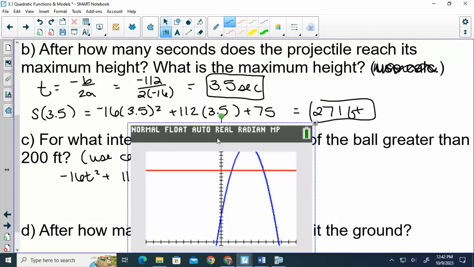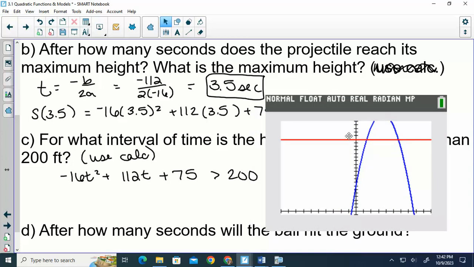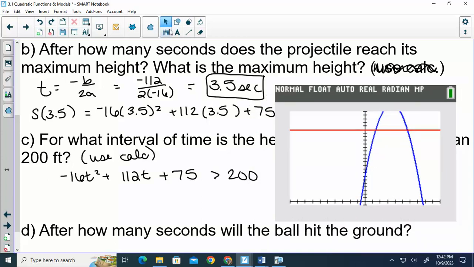Okay, I'm trying to find when this is greater than 200. So when is this above 200? And we can see it's this little section is when our height is above 200. So what we have to do is find these points on our graph where they meet, and then we could say it's for everything in between them. We can do that on the calculator.